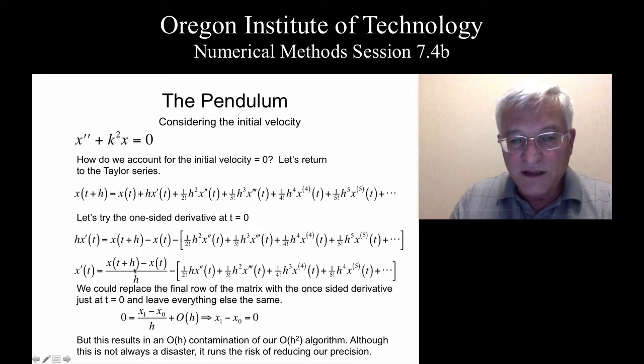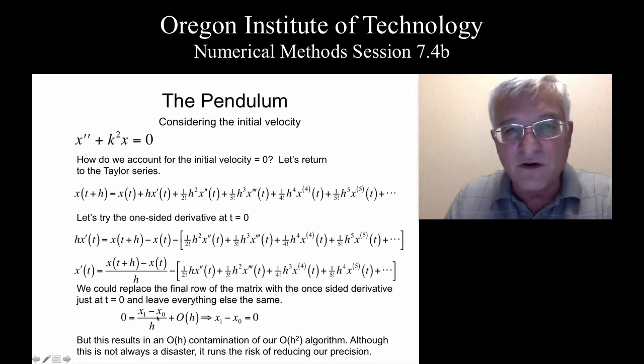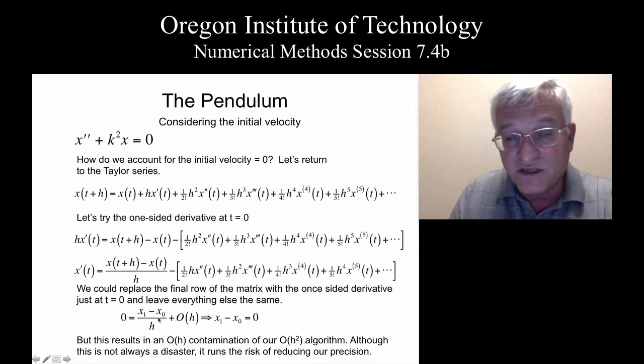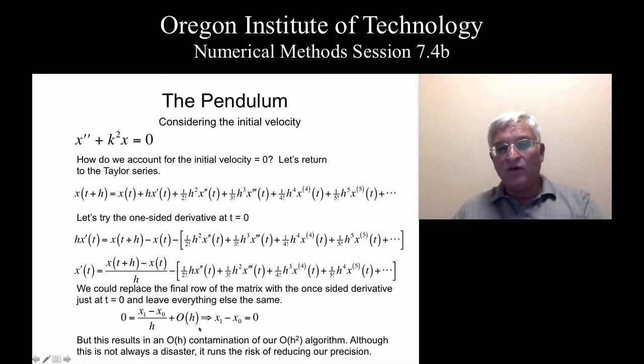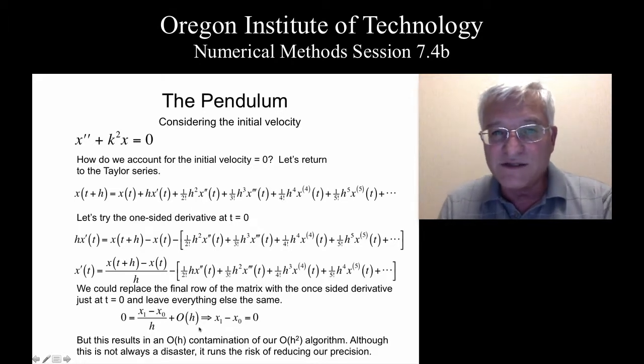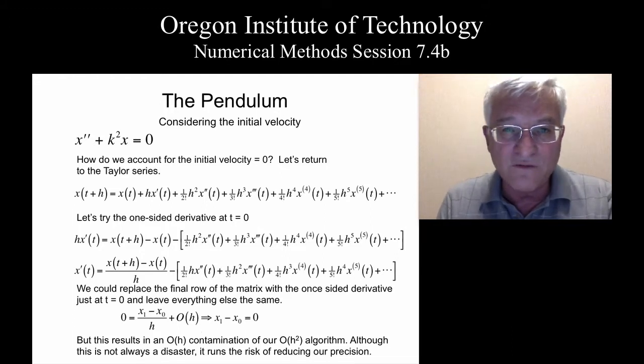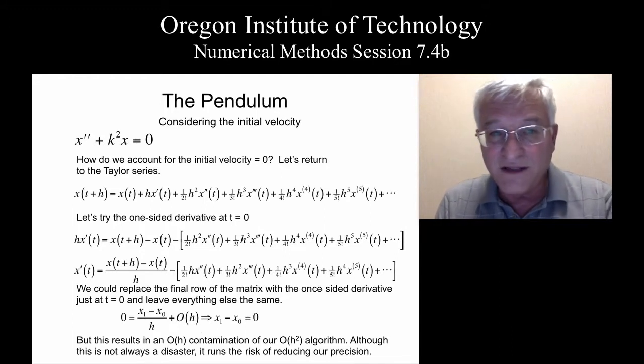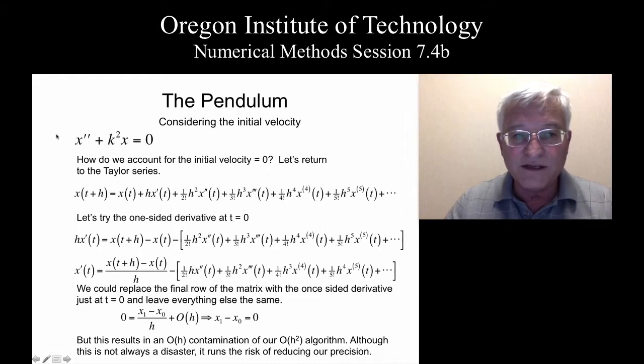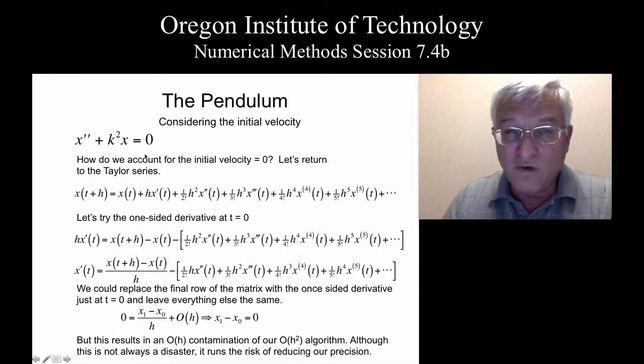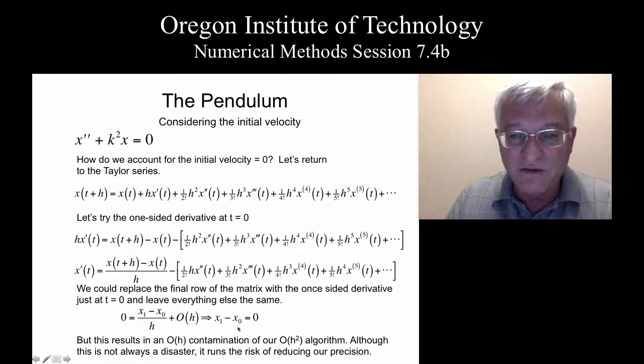We'll plug in x1 for this x of t plus h and x0 for this one over here. And we'll set it equal to 0 because that's our initial condition. And we know that there's an error term associated with this. And now I'm a little nervous because going back to chapter 4, that was an order of h error, and everything else that we've got corresponding to the interior points on this pendulum are order of h squared. So I kind of don't like that very much, but let's see where this goes.